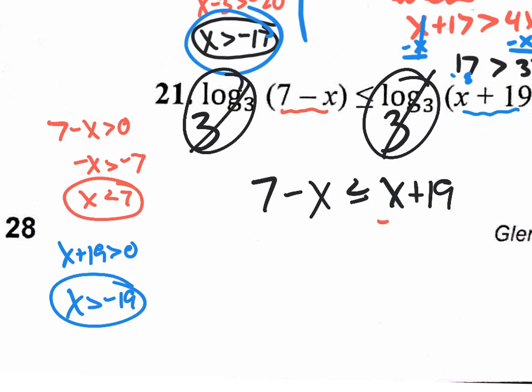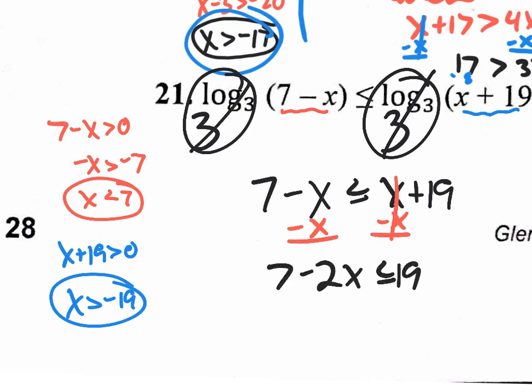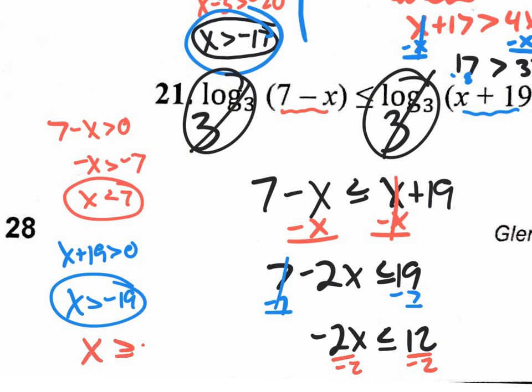Let's solve this by moving the x's to the left side. We're going to end up with 7 minus 2x is less than or equal to 19. We get rid of the 7 by subtracting 7, subtracting 7. We'll end up with negative 2x is less than or equal to 12. So final step is to divide by negative 2, divide by negative 2, which means that you're going to have a sign change. X is greater than or equal to negative 6.